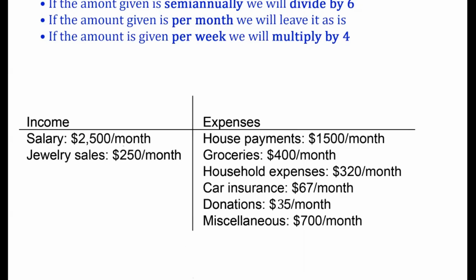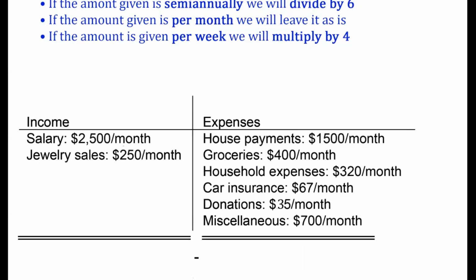Once you've done that, you're going to want to add up each column separately. So if we take 2,500 plus 250, go ahead and grab a calculator and you can do that. Hopefully you end up with 2,750. Then we'll add up the expenses column. All of those, 1,500, 400, 320, 67, 35, and 700. Go ahead and grab your calculator, add them all up, and let's see if you get the same thing I did. I got 3,022.